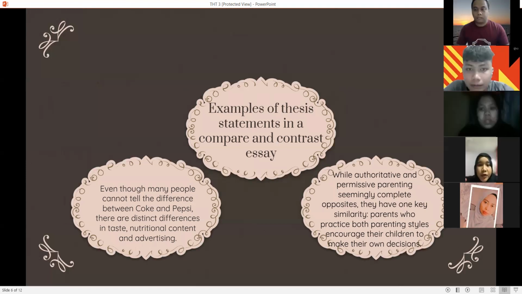Okay, for number 4, the example of a thesis statement in a compare and contrast essay. Okay, firstly, even though many people cannot tell the difference between Coke and Pepsi, there are distinct differences in taste, nutritional content, and advertising. Okay, for the next example: while authoritative and permissive parenting seem completely opposite, they have one key similarity. Parents who practice both parenting styles encourage their children to make their own decisions. Okay, next.